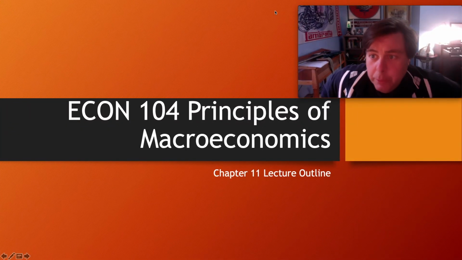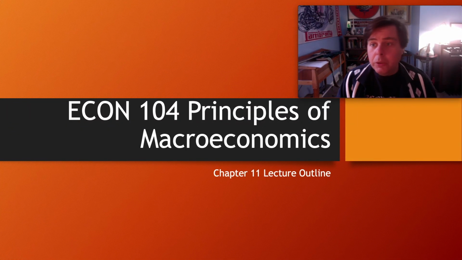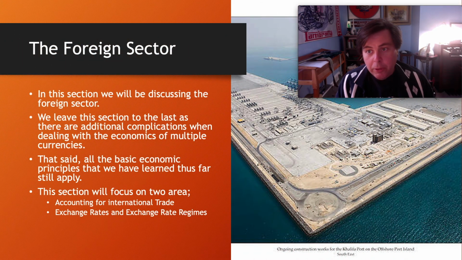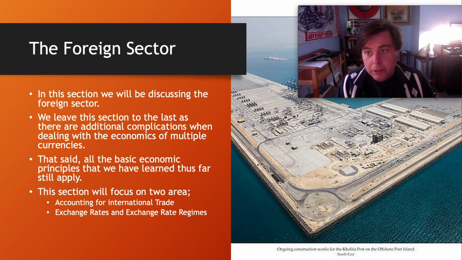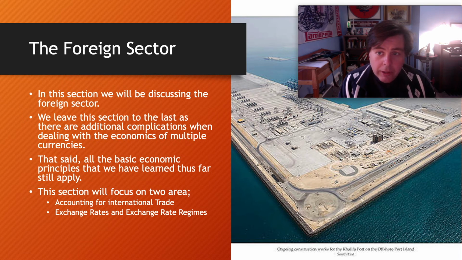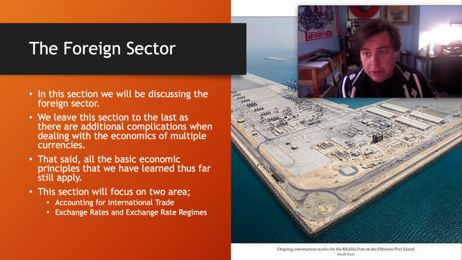Okay, welcome back everybody. So in this video we'll be discussing some of the national income accounting associated with international trade, as well as covering some of the accounting associated with international asset transfers. The thing about international trade and international accounts in general, what makes them complicated, is because you're dealing with multiple currencies, and that creates a level of complication that simply doesn't exist in domestic transactions.